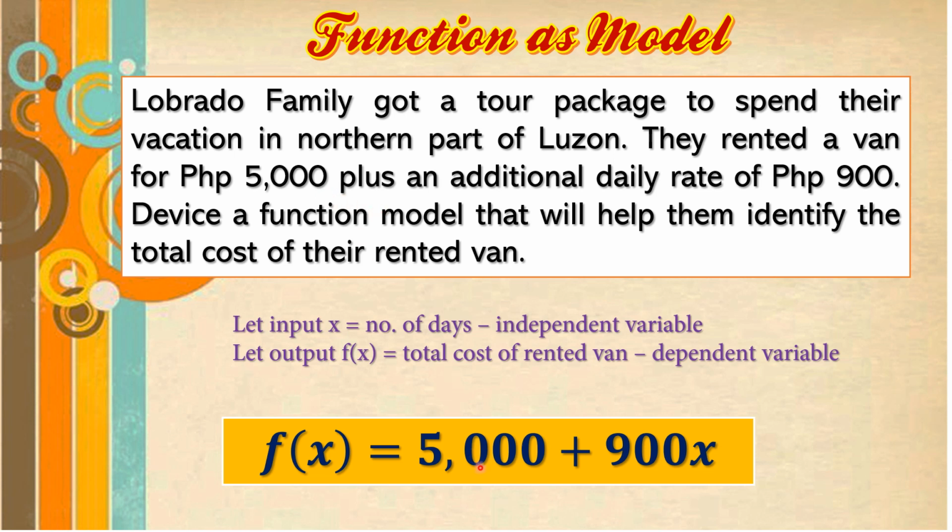We have to write here 5,000 after the equal sign. Then plus, we have to write here the plus sign. An additional daily rate of 900. We have here the number 900. We have to put 900. Since we are talking about daily rate, then we have to multiply that to the number of days. Since the number of days is x, then we have to put x beside 900. So therefore, this is now our function model. F of x equals 5,000 plus 900x.